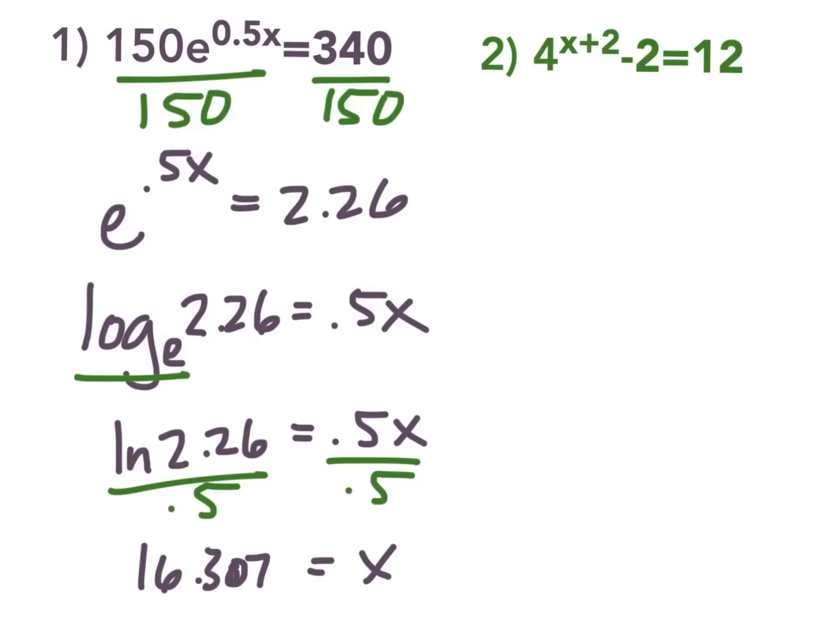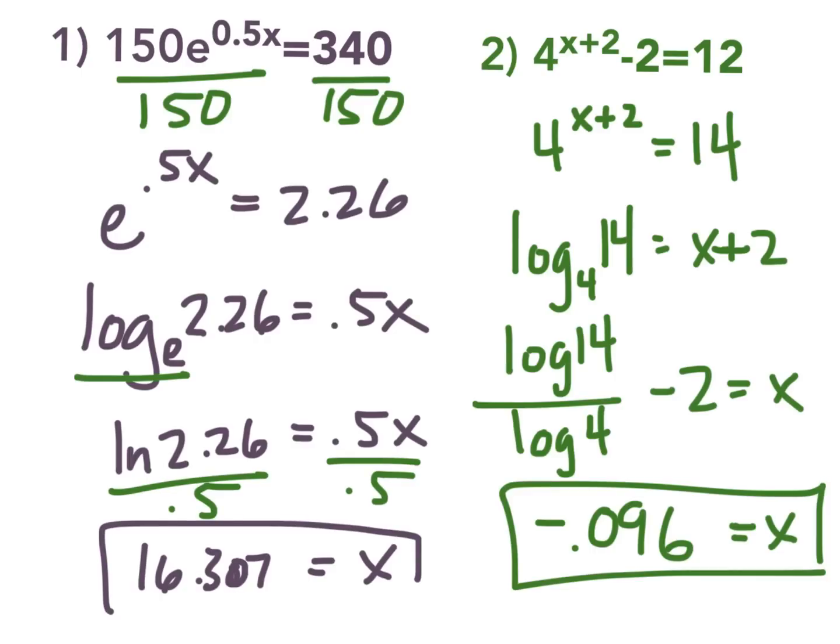All right, for this last example, why don't you go ahead and try this and pause the video. We'll come back and see if you got all the steps right. All right, so you should have isolated the variable or the exponent here. Then you would have rewritten it as a log, so log base 4 of 14 equals x plus 2. Use change of base, go ahead and subtract the 2. Boom. x equals negative 0.096. We just solved some exponential equations.